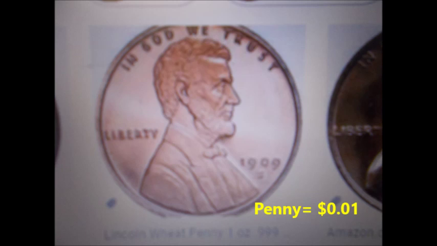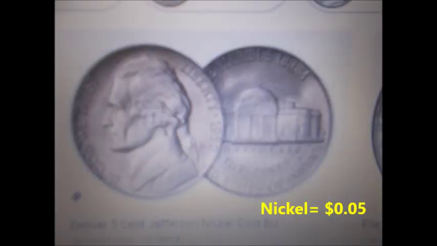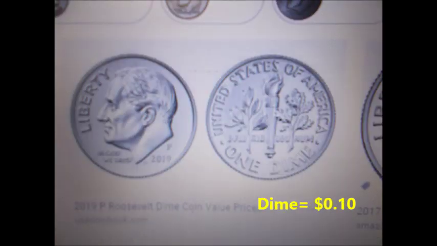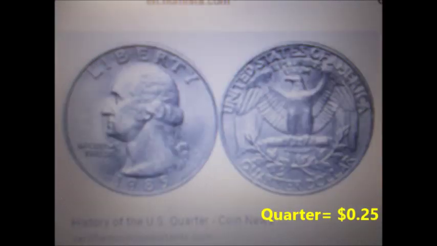Here you have a penny. A penny is worth 1 cent. This is a picture of a nickel. A nickel is worth 5 cents. Moving to our next coin. Our next coin is a dime. A dime is worth 10 cents. And our final coin is the quarter. The quarter is worth 25 cents.